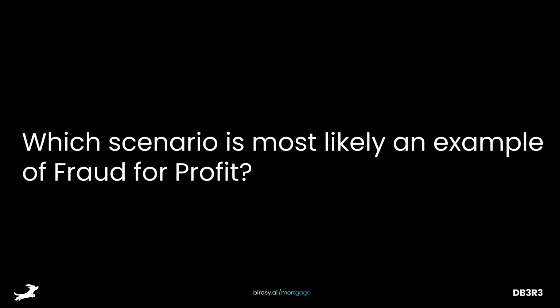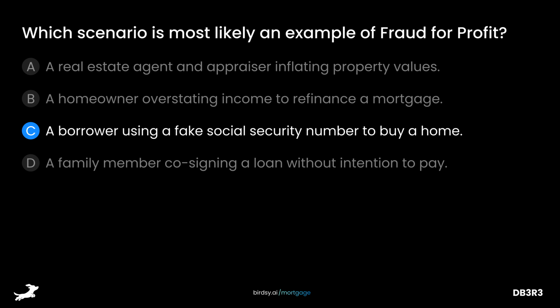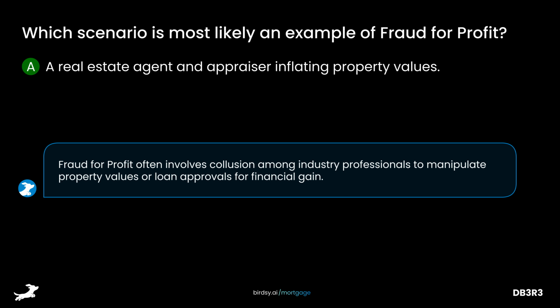Which scenario is most likely an example of fraud for profit? Is it A, a real estate agent and appraiser inflating property values? B, a homeowner overstating income to refinance a mortgage? C, a borrower using a fake social security number to buy a home? Or D, a family member co-signing a loan without intention to pay? The answer is A, a real estate agent and appraiser inflating property values. Fraud for profit often involves collusion among industry professionals to manipulate property values or loan approvals for financial gain.